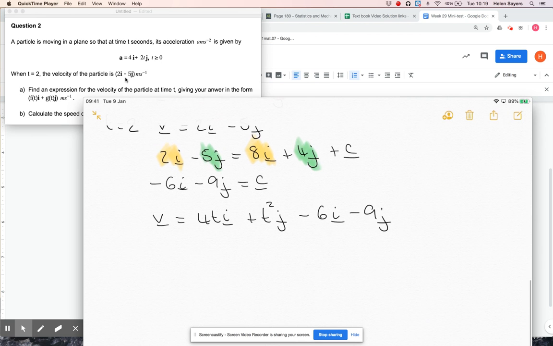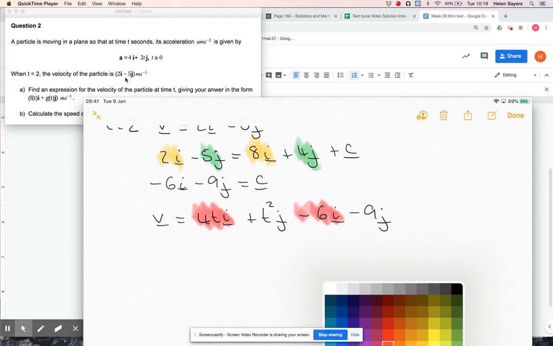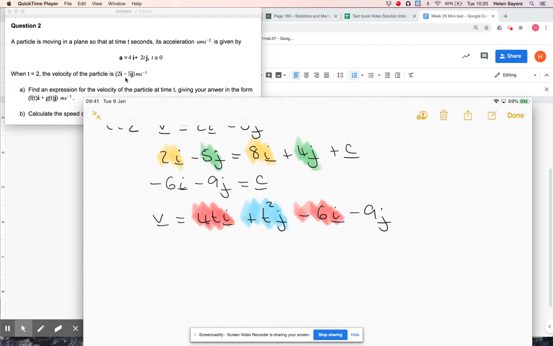So just like collecting like terms, I should write my i vectors and my j vectors together. So I should write that as, so my i vector, I've got 4t and then also minus 6i, and then for my j vector, I've got t squared minus 9j. And then just to finish off, it's a velocity, so I should put the units.